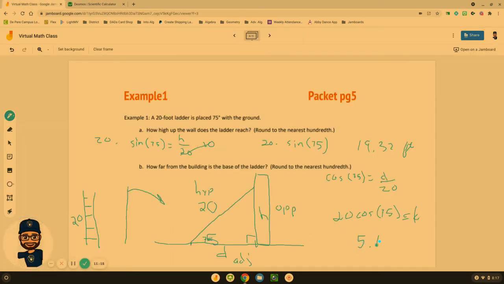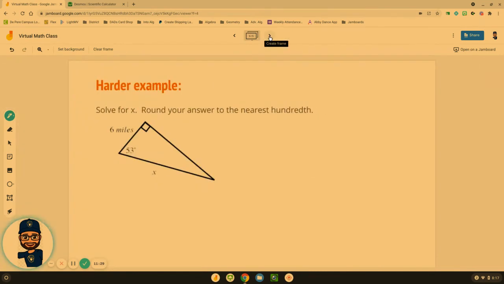5.18 feet. So again, half the battle is first knowing how to set up a diagram, and then trying to identify, if they give me a certain angle, what sides are what. All right, now here's the last one. A little bit of a harder example, but it's still manageable if we understand what angle we have and what we're looking for.